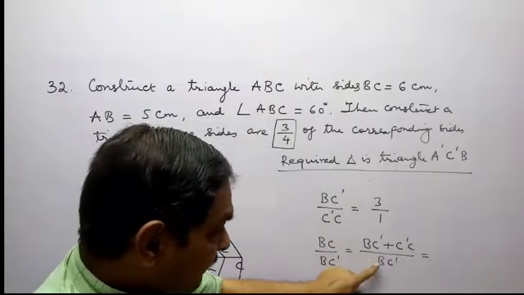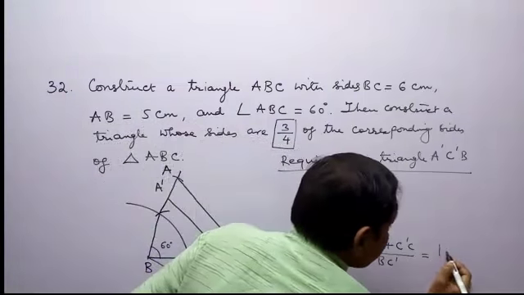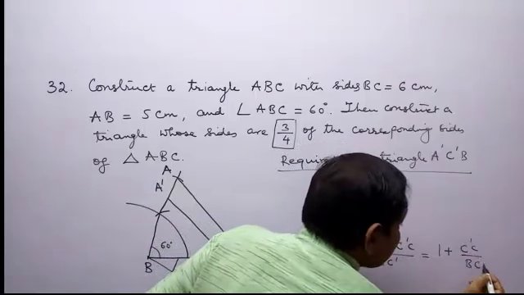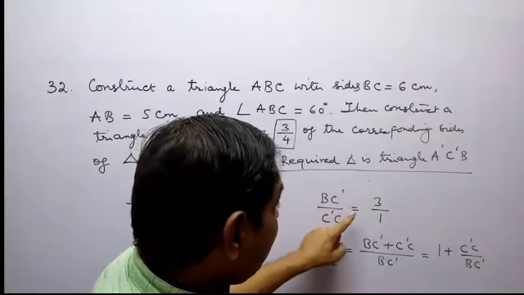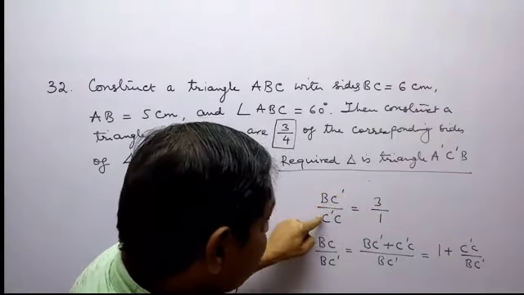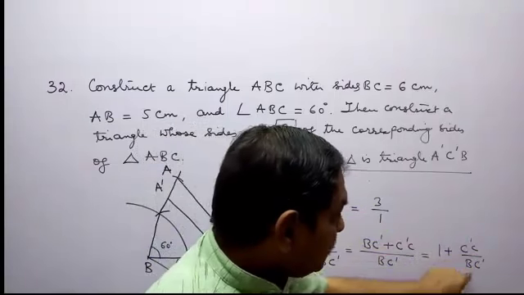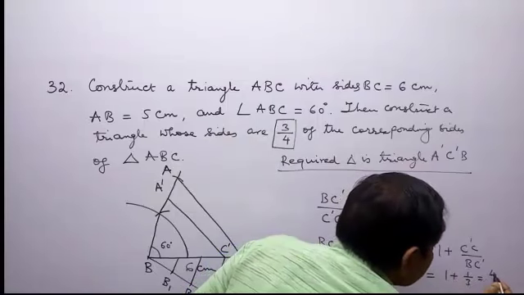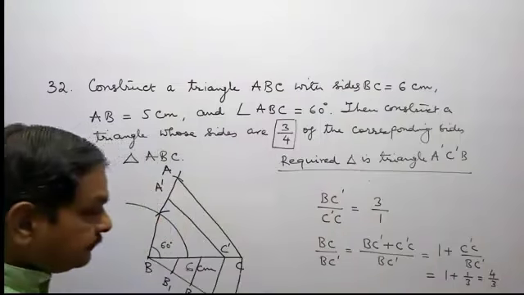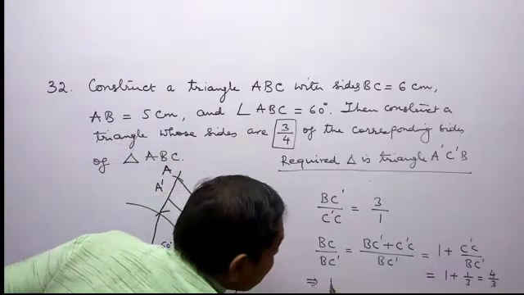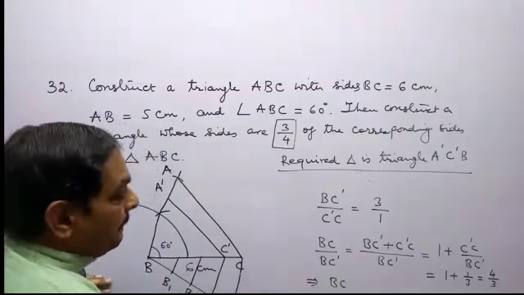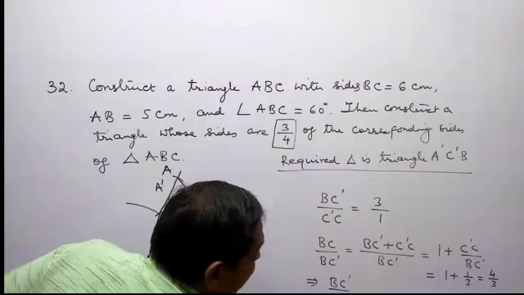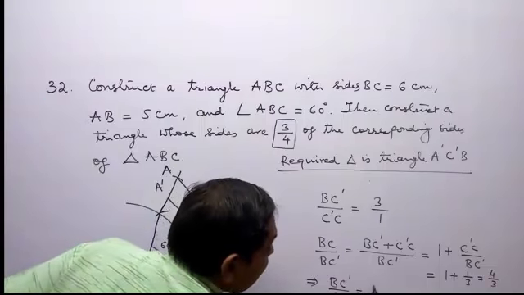If we divide it, we will find it is 1 plus C dash C upon BC dash. And we have been given that BC dash upon C dash C is 3 upon 1, so C dash C upon BC dash is 1 upon 3. So this gives us 1 plus 1 upon 3, that is 4 upon 3. This gives us BC dash upon BC is equal to 3 upon 4.